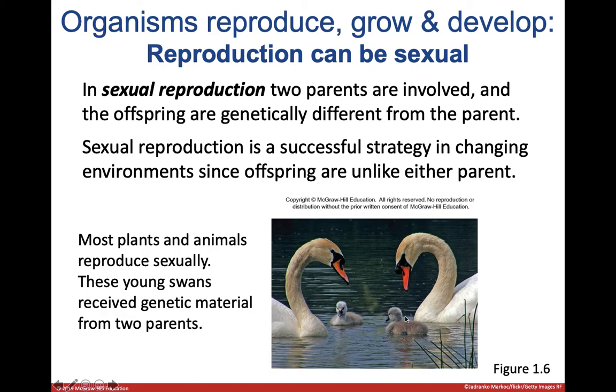So organisms that reproduce sexually tend to be a little more adaptable to changes in the environment because they have genetic variability, genetic variation within their populations. Not everybody is a clone that's susceptible to the same diseases or the same environmental changes as everyone else inside of their population.